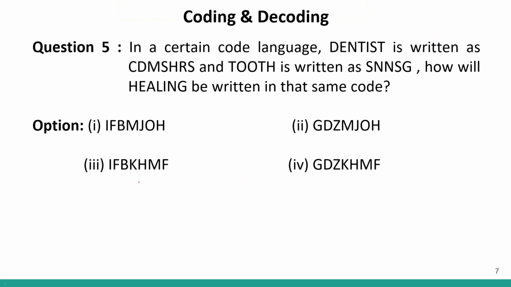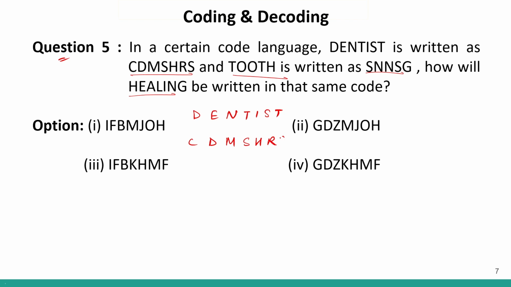Clear? Moving on to question number 5. In a certain code language, dentist is written like this, tooth is written like this. We have to find the code for healing. So let us do it for dentist first. DENTIST. Below this, I will write the code.